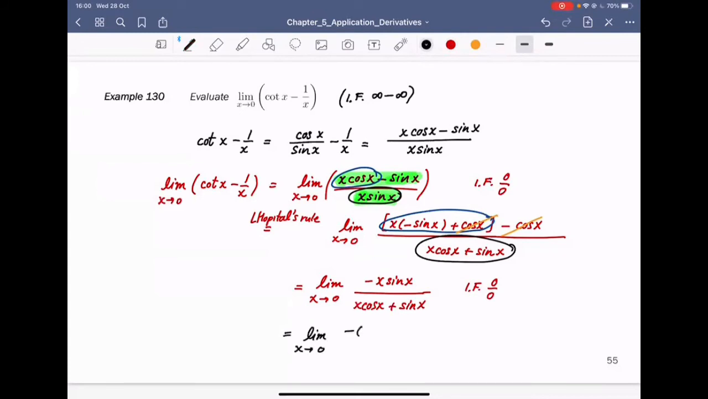Negative, well, differentiate x sine x, you get x cosine x plus sine x. All right, good. And then over, differentiate x cosine x, you get x multiplied by cosine, this is negative sine, and then plus cosine x, and then differentiate sine, you get cosine. Is it better?